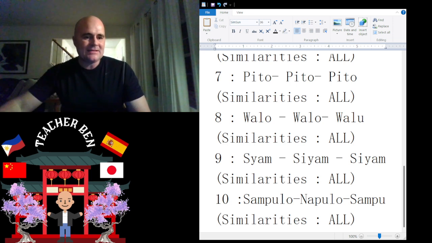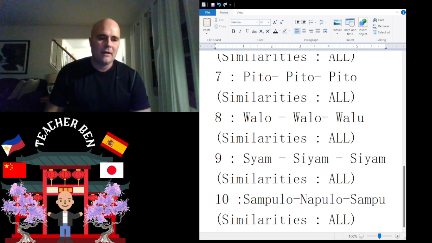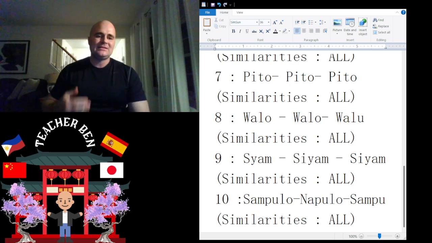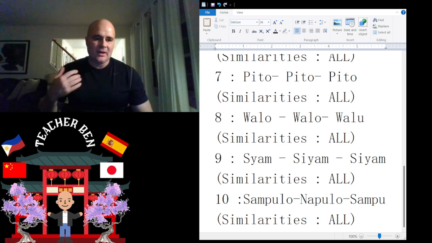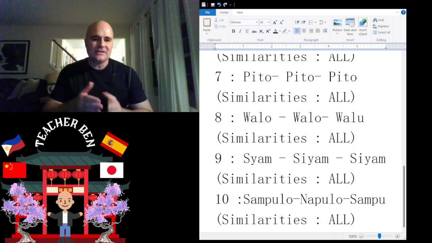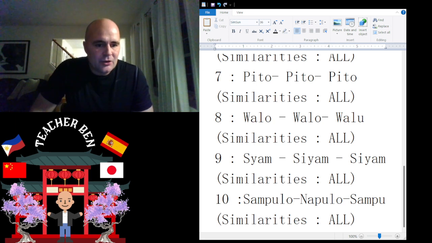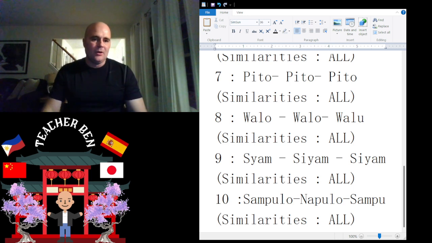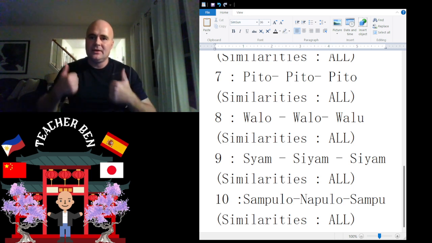Now let's look at 10. We do have something to analyze here. What is going on? All right, we do have Bicol. Bicol is sampulo. It's a wonderful sounding word. I like the complexity. Sampulo. And coming to the next language, we have Bisaya. Bisaya is going to be Napulo. So the pulo is similar, and we have changed the S to an N, and there is no M after the A. But basically, it's close enough to get the thumbs up.